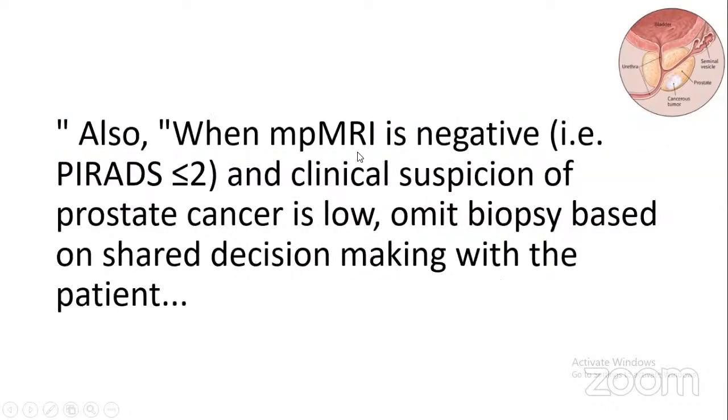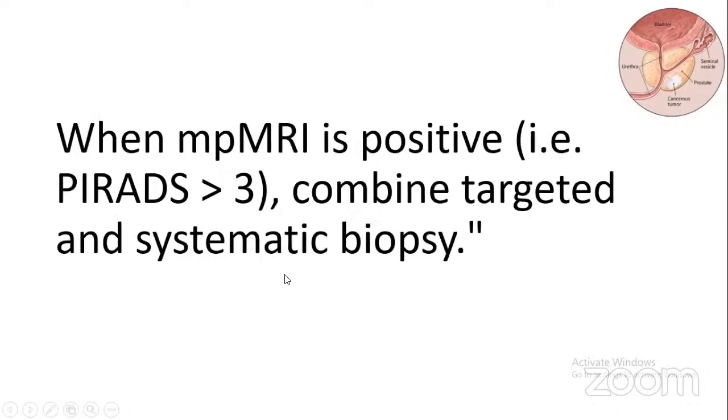Also, when multiparametric MRI is negative, that is PI-RADS less than or equal to 2, and the clinician's suspicion of prostate cancer is low, omit biopsy based on shared decision making with the patient. When multiparametric MRI is positive, that is PI-RADS 3 or more, perform combined targeted and systematic biopsy.